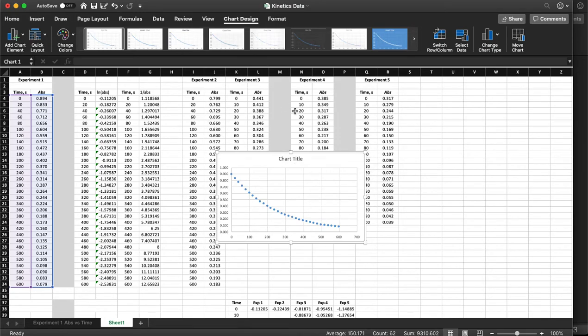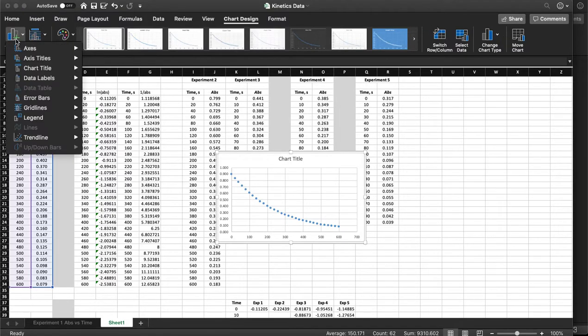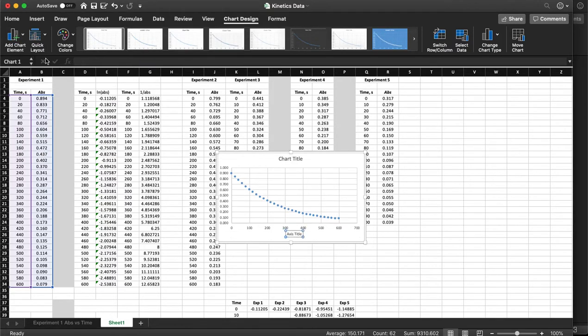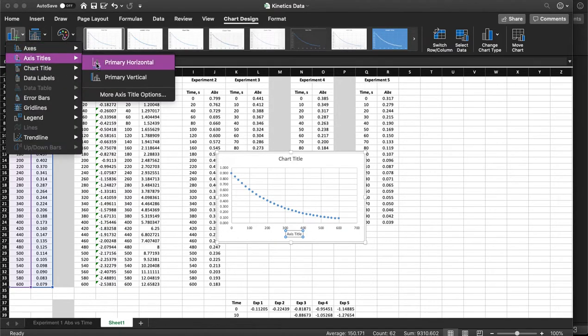So I want to be able to modify this and add some different pieces of information. There should be some different options to do that. Up here I can change chart types and different things like this. Over here in the top left, I have Add Chart Element. So I can add axes, I can add axes titles, which is something I actually do want to go ahead and do.